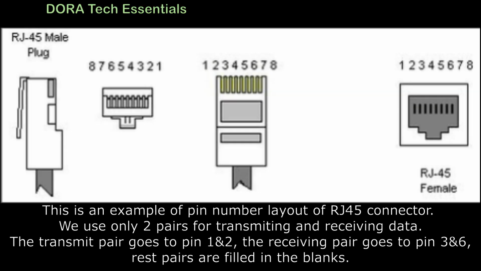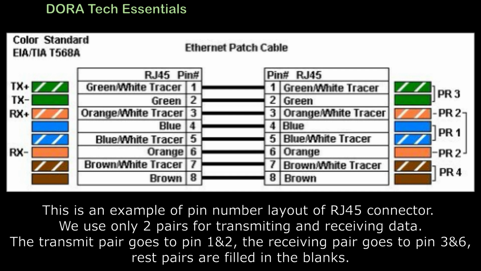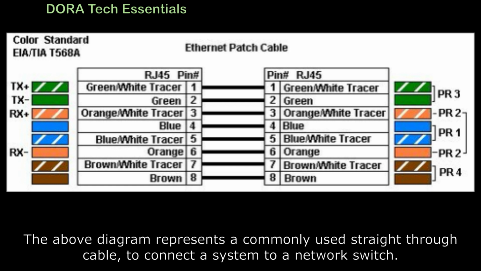This is an example of pin number layout of RJ45 connector. We use only 2 pairs for transmitting and receiving data. The transmit pair goes to pin 1 and 2. The receiving pair goes to pin 3 and 6, rest pairs are filled in the blanks. The above diagram represents a commonly used straight-through cable, to connect a system to a network switch.